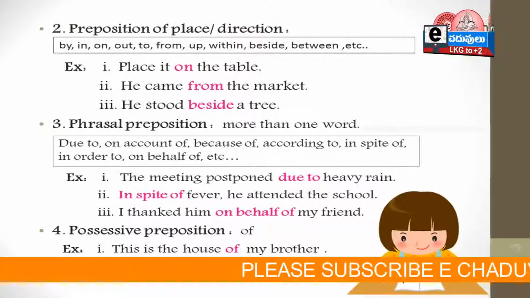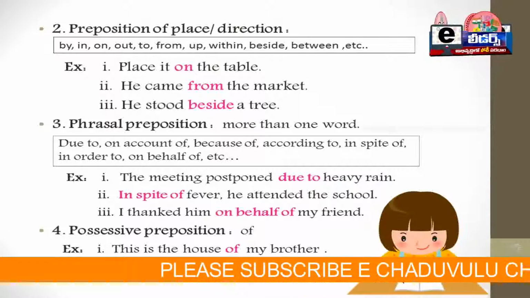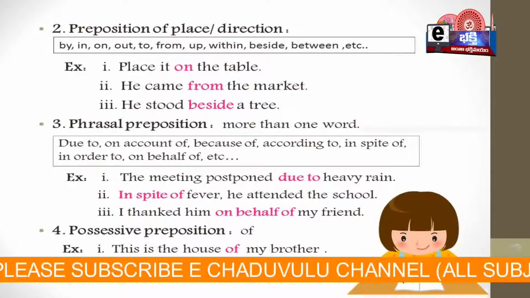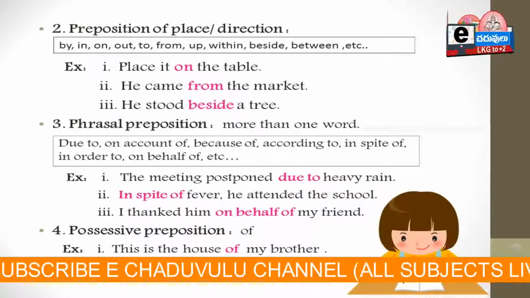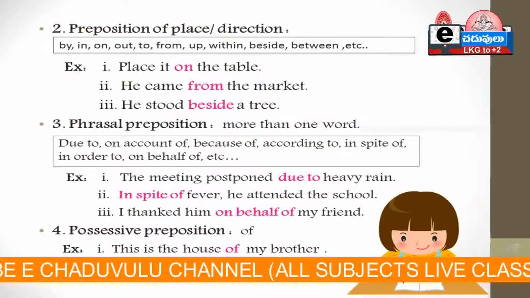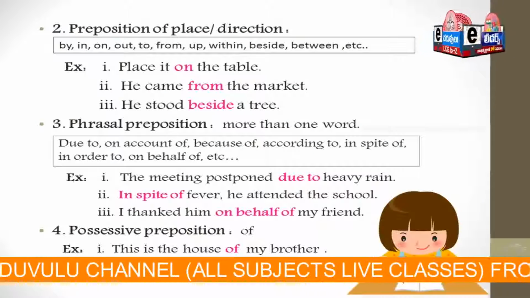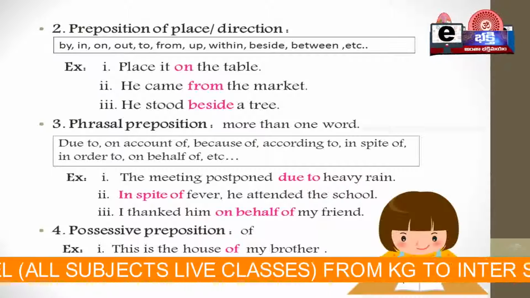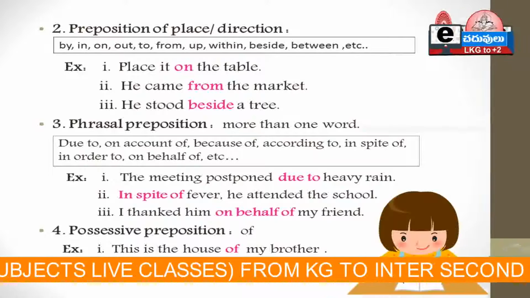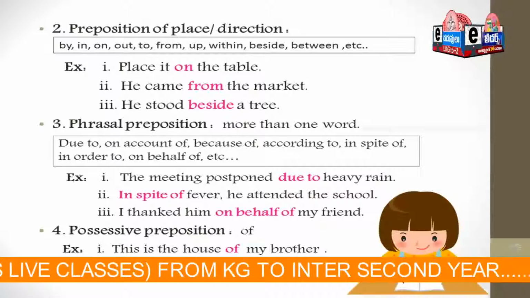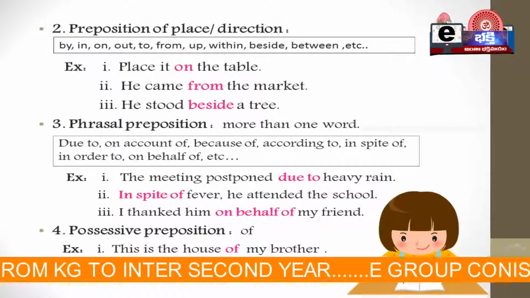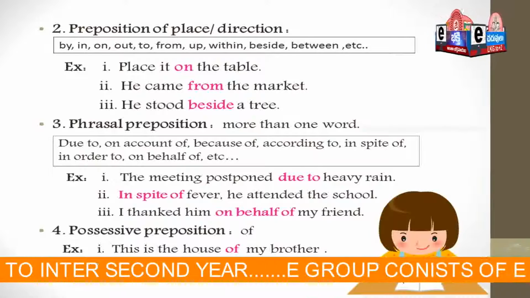Prepositions of place or direction: by, in, on, out, to, from, up, within, beside, between, etc. Place it on the table. He came from the market. He stood beside a tree. So these prepositions indicate place or direction.